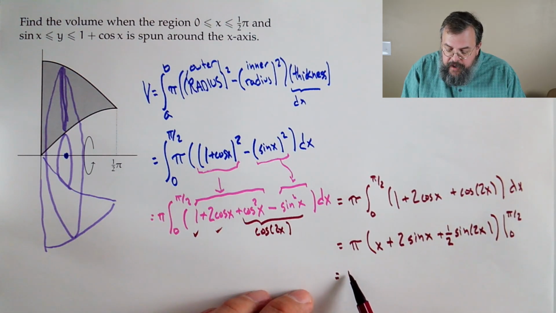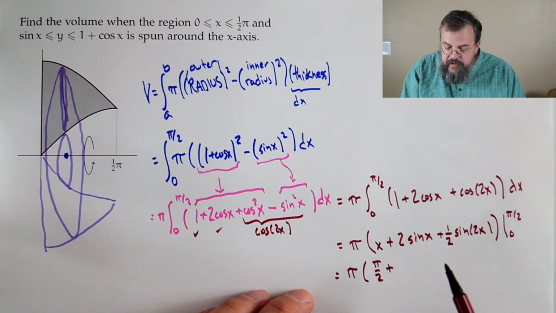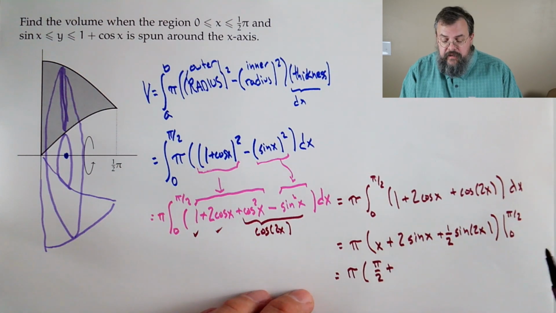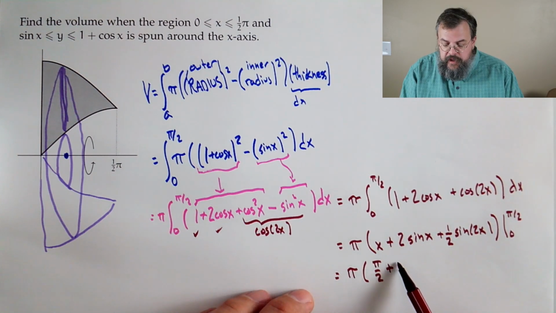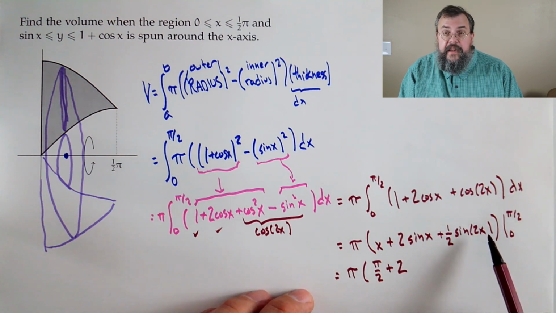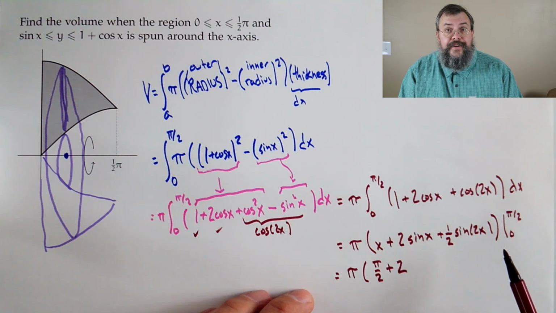So what do we have? Well, we have pi times pi over 2 plus 2 times sine of pi over 2. Well, sine of pi over 2, sine of 90 degrees, that's 1. So plus 2. Sine of 2 times pi over 2, well, that's sine of pi. And sine of pi is 0.